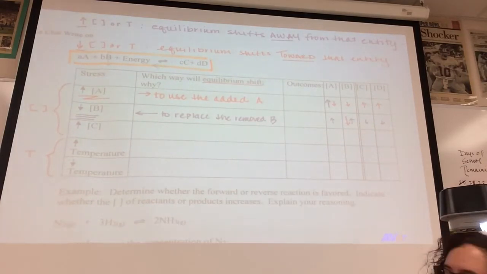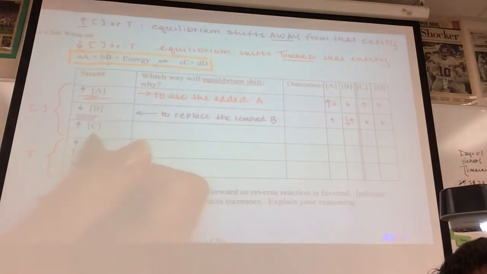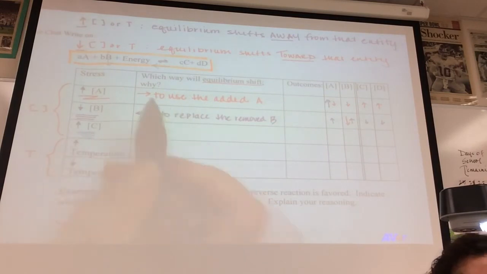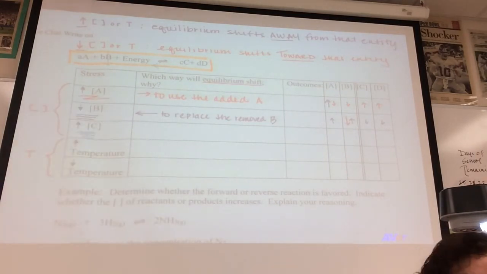So changes in equilibrium can occur with a change in concentration. It won't alter the value of KEQ, so KEQ will remain constant, but equilibrium will shift either in the forward or reverse direction in an effort to at least partially undo what the stress has done. Let's look at this one. We've got an increase in the concentration of C.